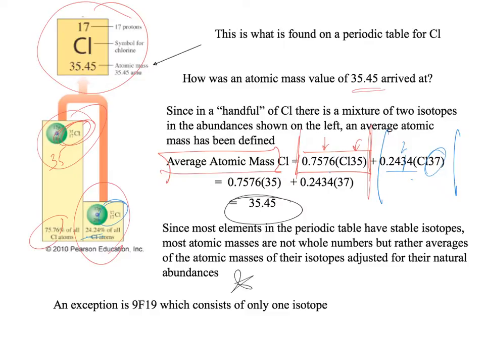Little side notes here. Since most elements on the periodic table have stable isotopes, meaning not radioactive, most atomic masses are not whole numbers, but rather they're averages of the atomic masses of their isotopes adjusted based on their natural abundance. That's what we just did here. There is one exception, you don't have to really know this, but just FYI, and that is fluorine. Fluorine 19. Fluorine only has the 1 isotope.